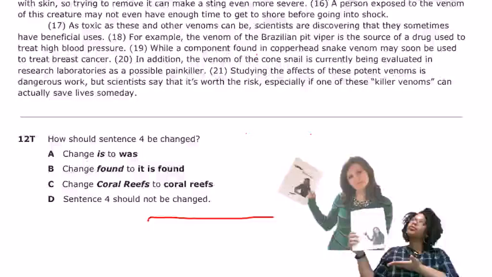12T is an example of an editing question where you have to know a certain rule in order to be confident that you have it correct. But in case you don't know that rule, there is something else you can do, and that something is called substitution. So I'm going to show you how I would work through this problem. How should sentence 4 be changed?